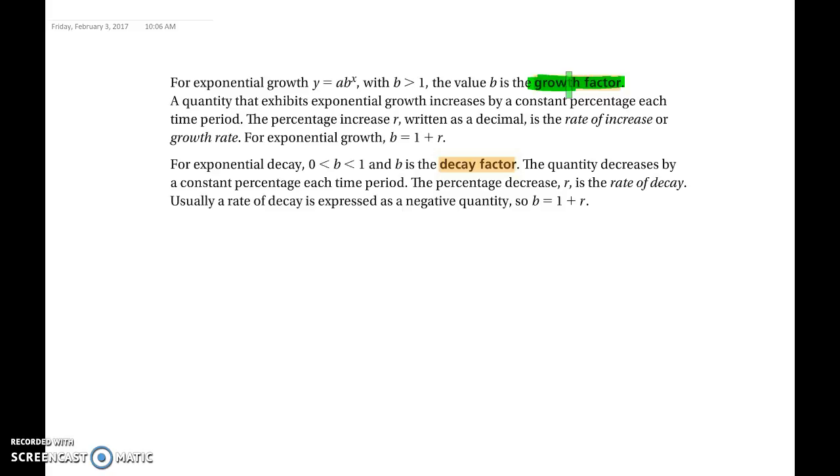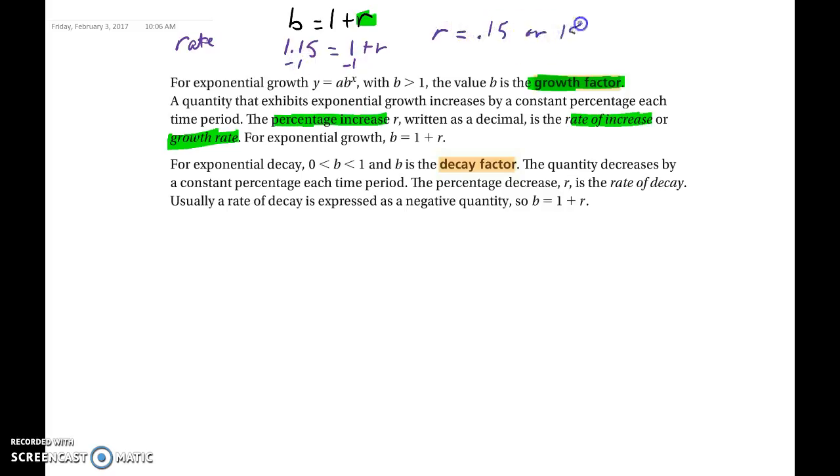And the way that we can find out the rate of increase or growth rate is our b is equal to 1 plus r, the rate at which it's increasing. So this r represents our rate of increase or our growth rate. And our r is written as a decimal, and it's the percentage increase. So let's just say that b was equal to 1.15. And I wanted to find out what is the rate of increase. That would be 1 plus r, so we subtract 1 from each side. So that means our rate of increase is 0.15 or 15%.